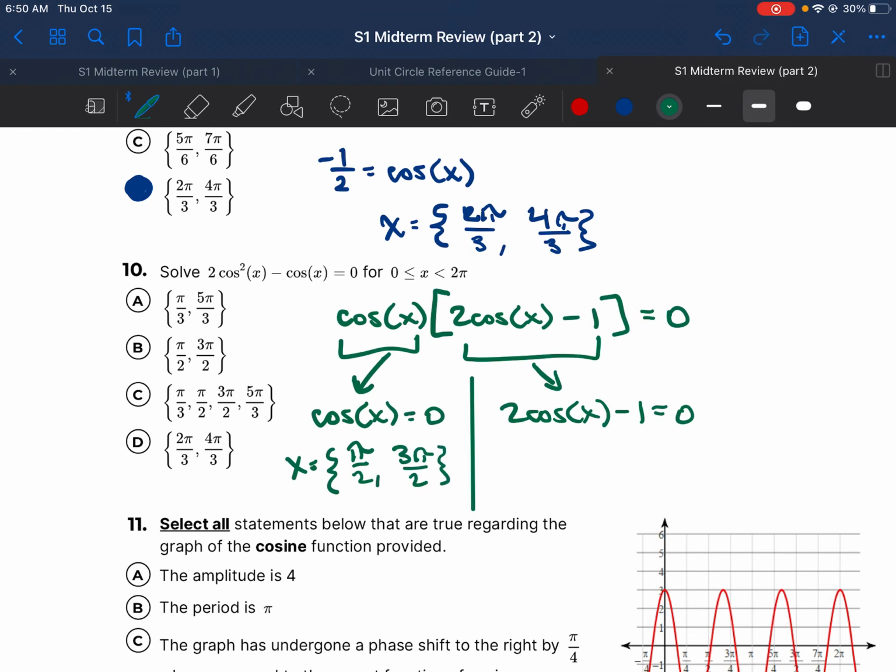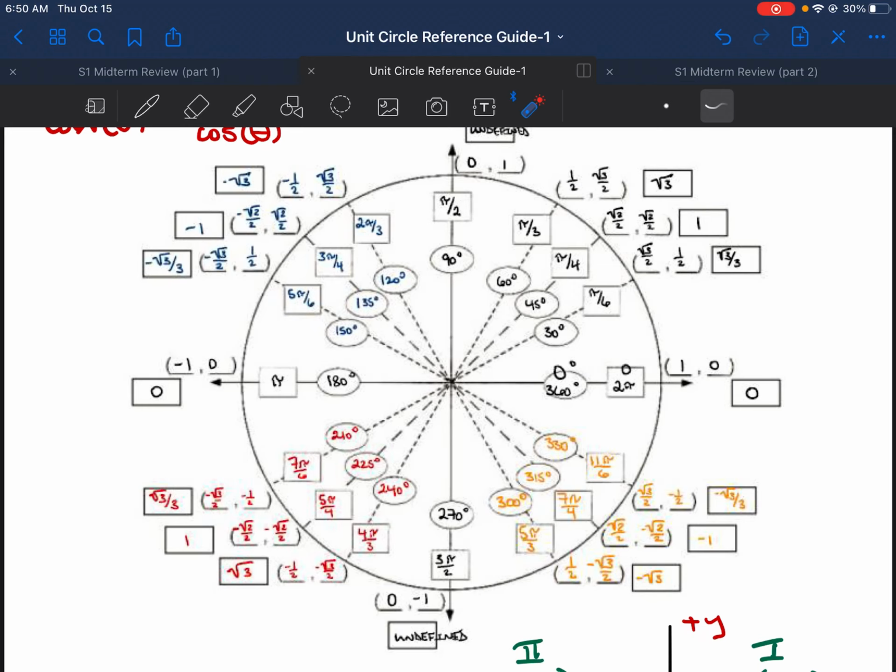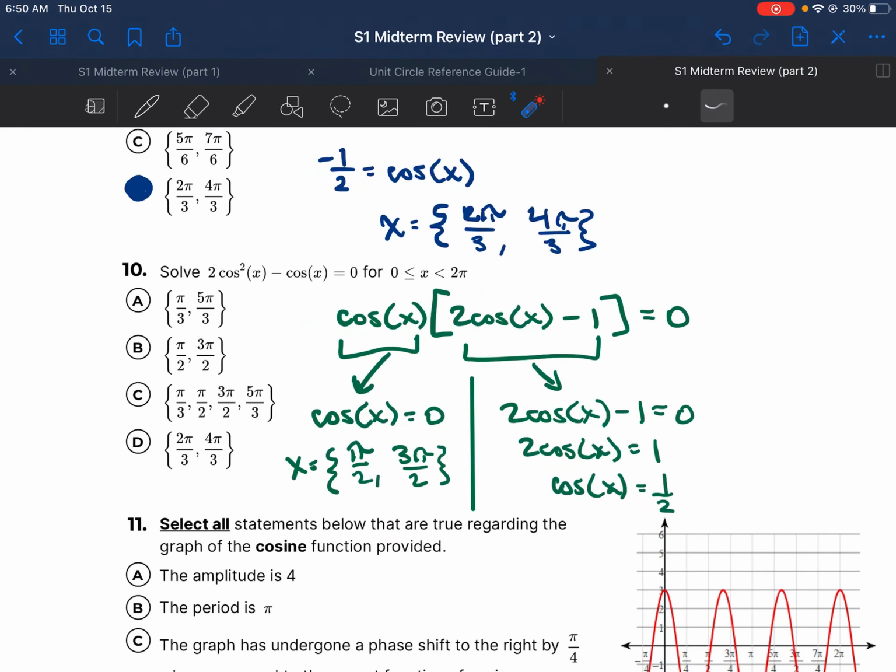For the right side, let's go ahead and add 1 to both sides, so we get 2 cosine of x equals 1. We would then divide both sides by 2, getting cosine of x equals 1/2. And now we want to find, between 0 and 2 pi, what are all the angles where the cosine of that angle is 1/2. So looking at our unit circle, pi over 3 has a cosine value of 1/2, and 5 pi over 3 has a cosine value of 1/2.